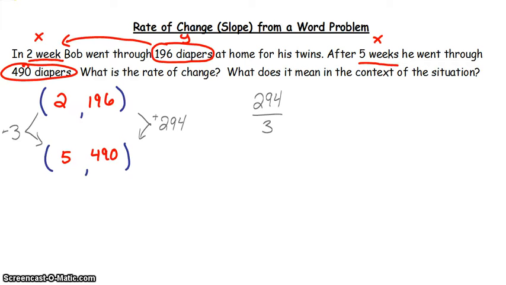So we find a rate of change of 294/3. Don't forget, that can always be simplified. So when I simplify 294/3, I get a rate of change of 98. The 294 represents your change in diapers, so it's 98 diapers. The 3 represented your change in weeks, so it's per week.